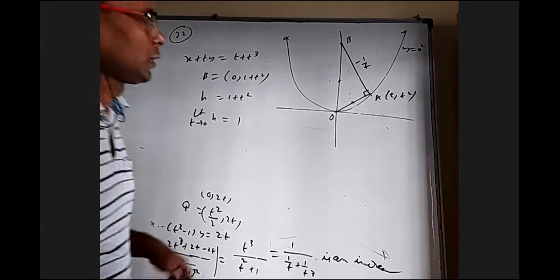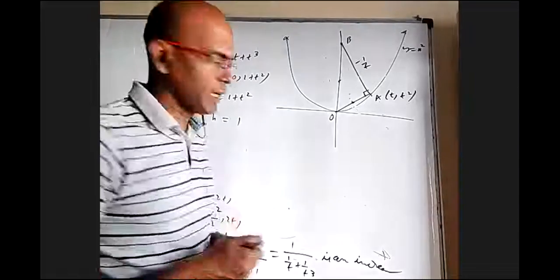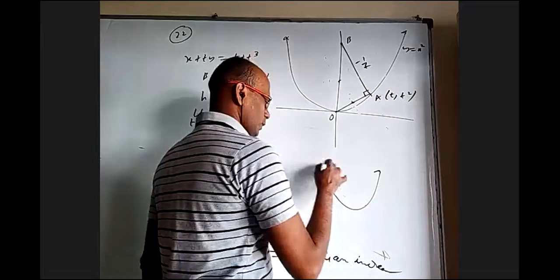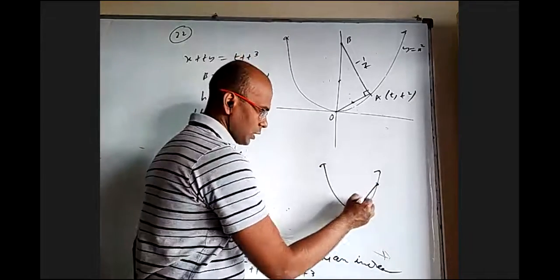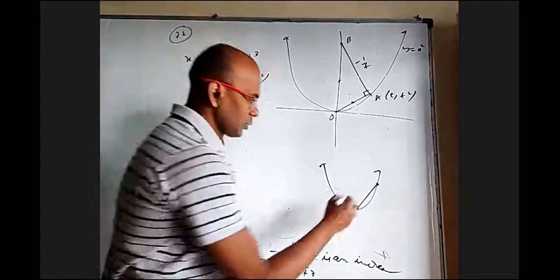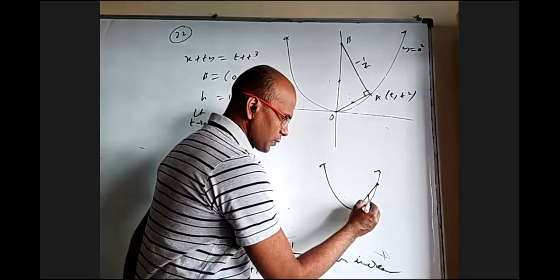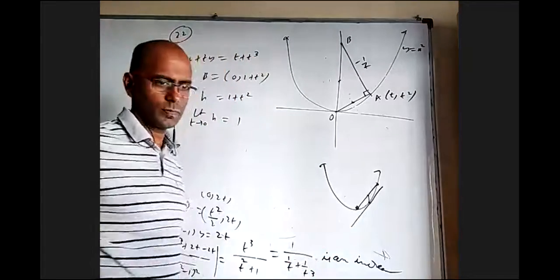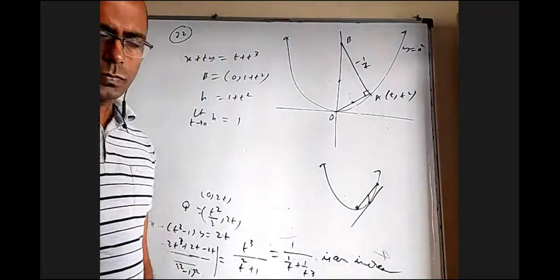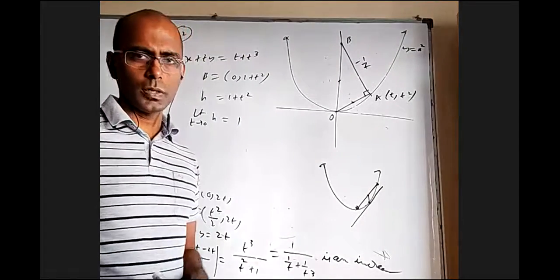See carefully. The parabola has one property. You take any 2 points, draw one chord. You take the midpoint, and straight below that you take 1 point. There the tangent will be parallel to this chord. That is one property of the parabola.